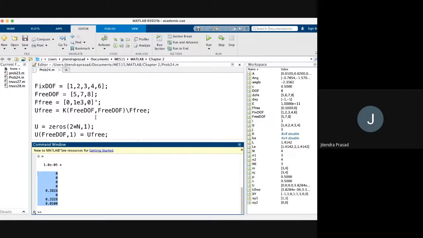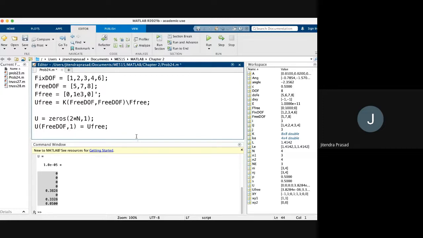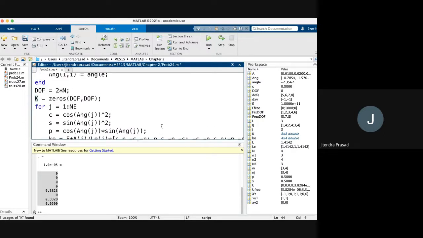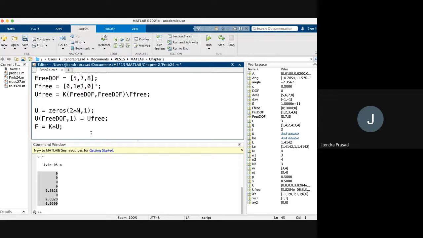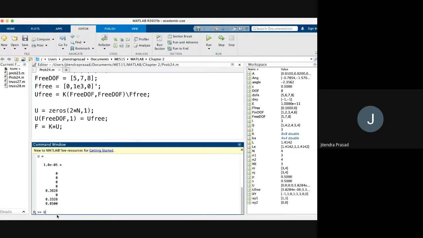So if we run it, then if we write u, you get those values assigned here. See, we got these values now. So our U is complete. Now next you can find out F. F will be simply equal to the big K, which we already know, multiplied by U, and that will give you F. Right? So let's run it again, and this F now will give you all the forces including the reaction forces.